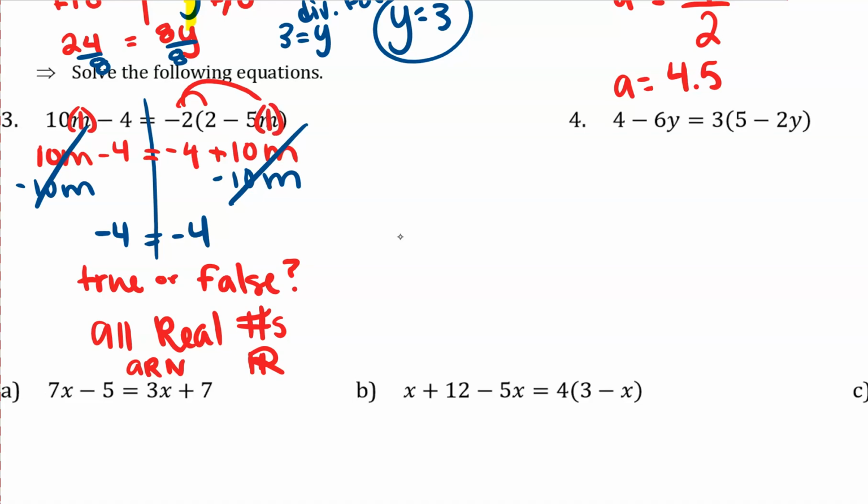10 times 1 is 10, minus 4 is 6. 1 times 5 is 5. 2 minus 5 is -3. -3 times -2 is +6. 6 equals 6. That's true.